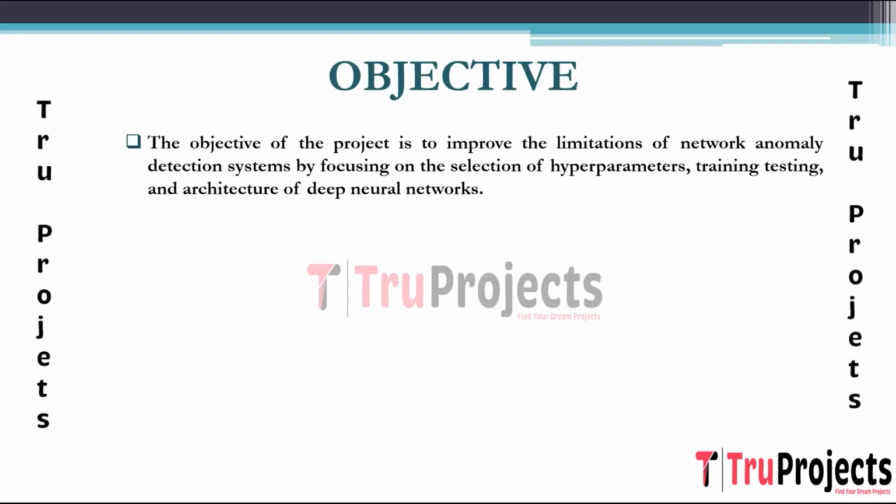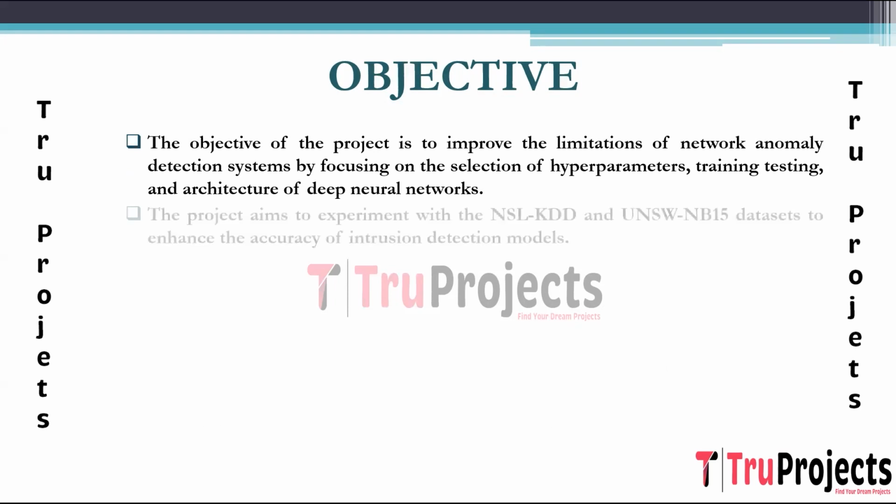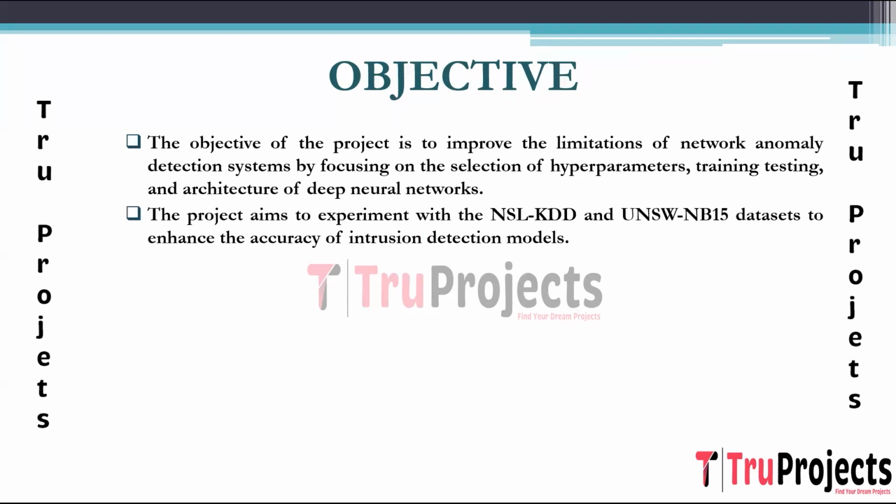This involves a focused effort on selecting optimal hyperparameters, refining the training and testing procedures, and optimizing the architecture of the deep neural network. The aim is to enhance the overall performance of anomaly detection systems. The project seeks to experiment with intrusion detection models using two specific datasets, which are NSL-KDD and UNSW-NB15. The key objective is to improve the accuracy of these models, particularly in identifying instances of network intrusion or anomalies.